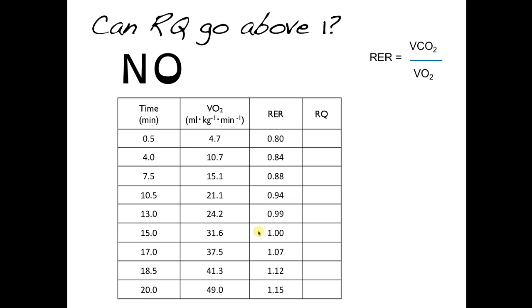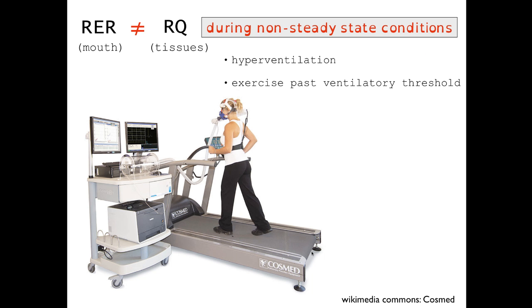Here's our RER of 1, which means an RQ of 1. RER of 1.07, what does this mean in terms of RQ? It means at the muscle, RQ is still 1. RER of 1.12, RQ, 1. RER of 1.15, RQ, 1. So here you can see that during non-steady state conditions, when this participant has passed their ventilatory threshold, RER no longer accurately reflects RQ.